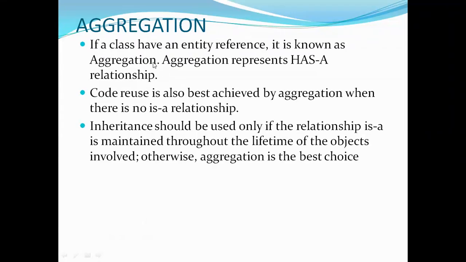So aggregation also I have discussed. If a class has an entity reference, then it is known as aggregation. That is, if a class is having another class reference, then it is known as aggregation. Aggregation represents the has-a relationship, and code reuse is also best achieved by aggregation when there is no is-a relationship. And inheritance should be used only if the is-a relationship is maintained. Otherwise, aggregation is the best choice.